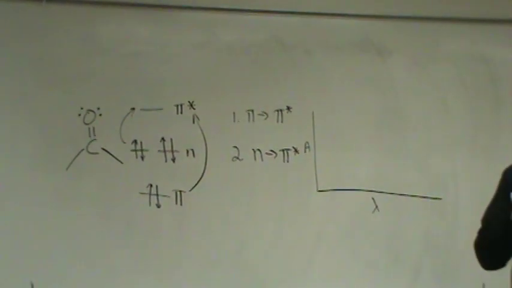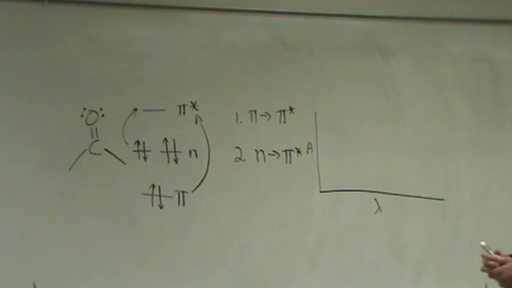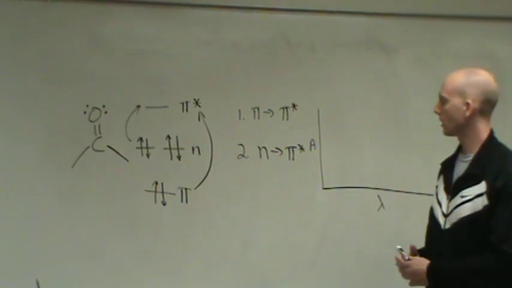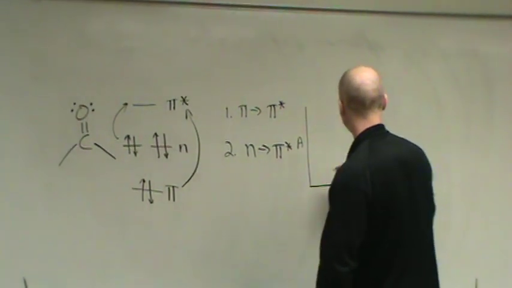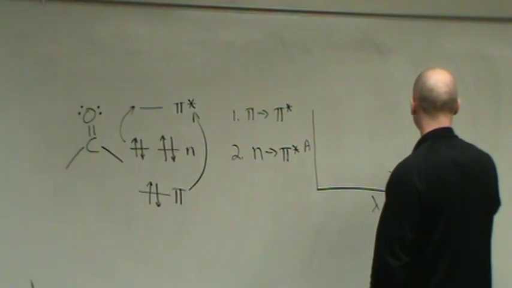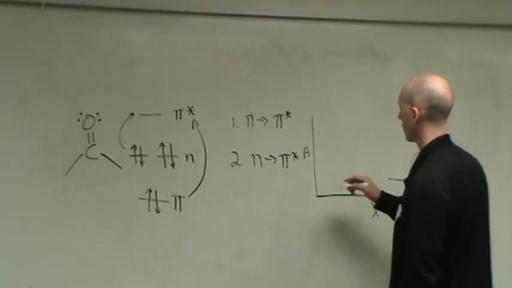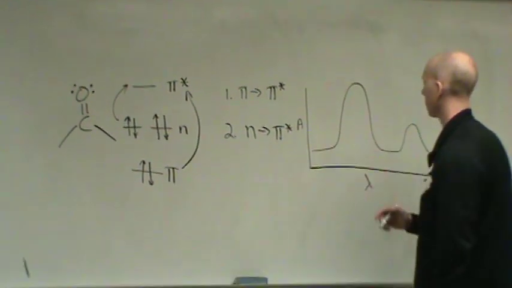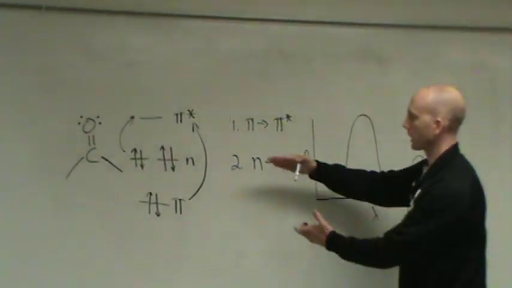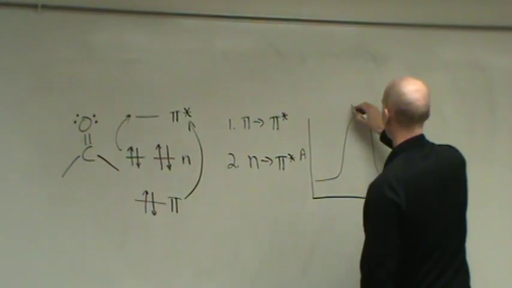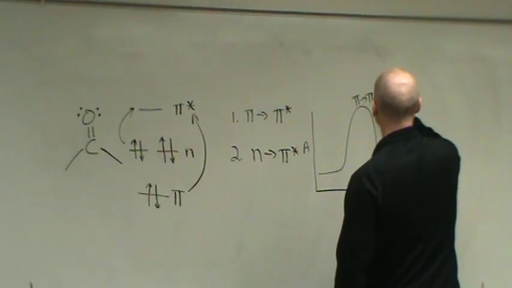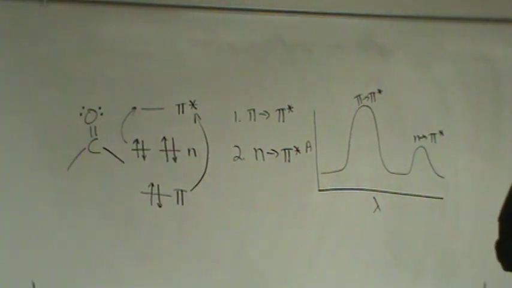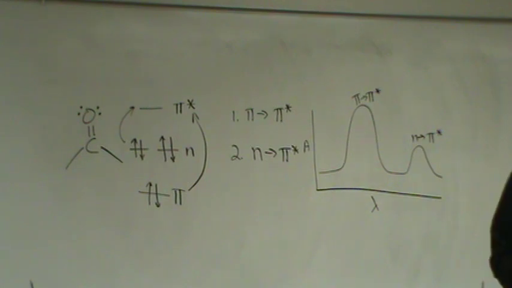Which transition do you think will be at the higher wavelength? It will be what? The n to pi star, won't it? So for the n to pi star, that's going to show up down here, and the pi to pi star will show up at smaller wavelengths because its energy gap is bigger. Okay, so we see something like that.